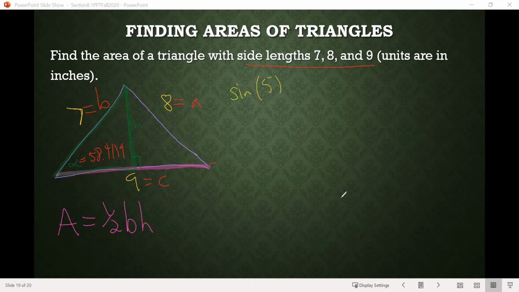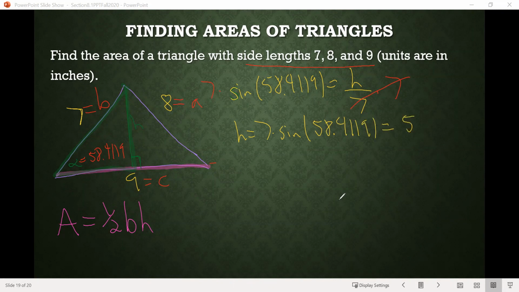of 58.4119 is equal to the length of the opposite side, which is h, over the length of the hypotenuse, which is 7. Can then multiply by 7 on both sides. These will cancel. So we end up with h equals 7 times sine 58.4119. Should we multiply that? Will give us 5.9628 inches as our height. So we know that this is 5.9628. And now we can plug the information into our area formula.